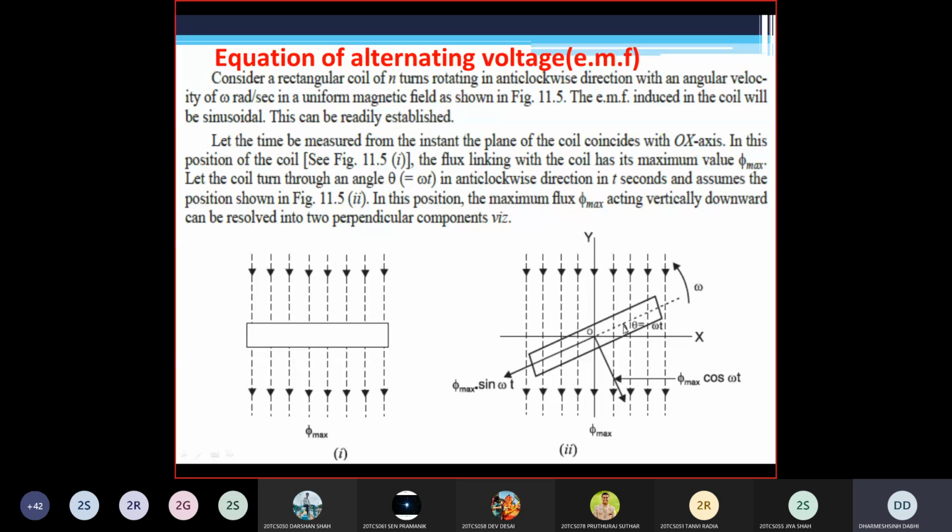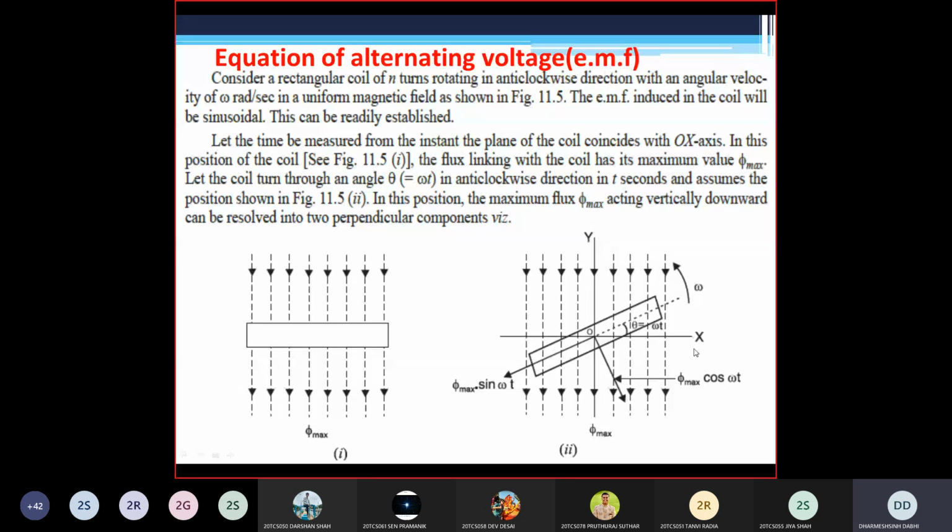So how much EMF is induced in this coil? How much sinusoidal EMF is induced? That is derived here by mathematical equation. Let's assume that the time is measured from the instant where the plane of the coil coincides with the x-axis, so the coil is parallel with this axis.